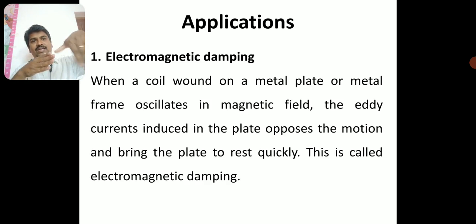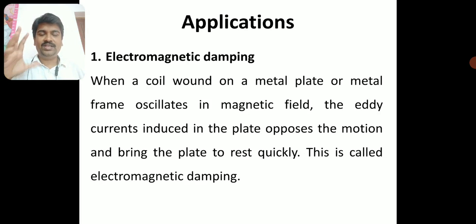So oscillation of the plate is reduced by the eddy current which is produced in the plate because the plate is oscillated in a magnetic field. So this is called electromagnetic damping.